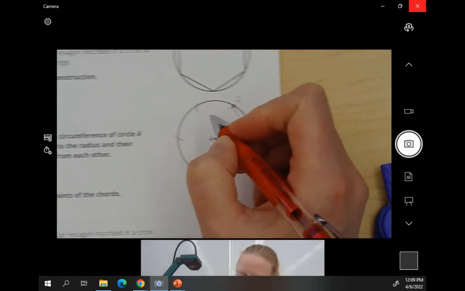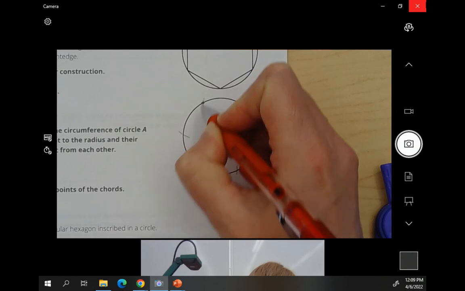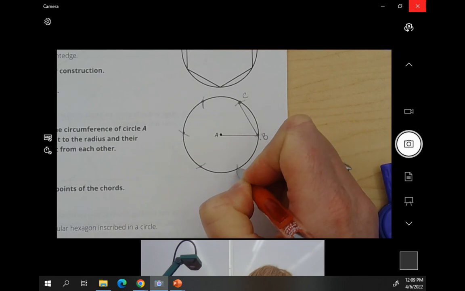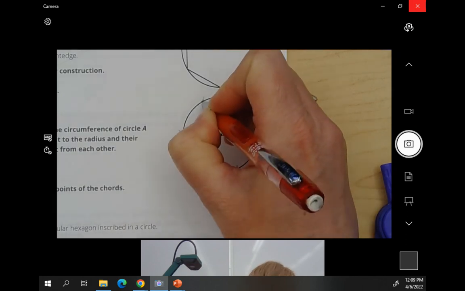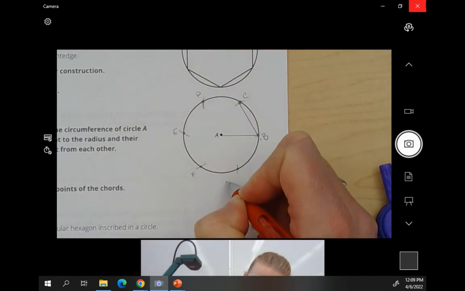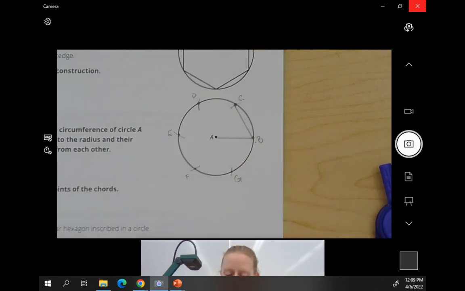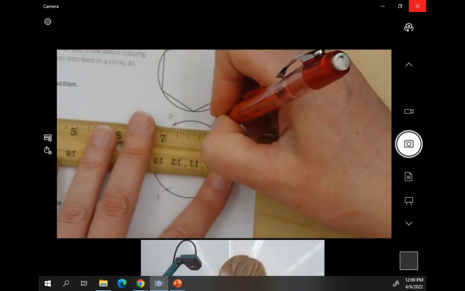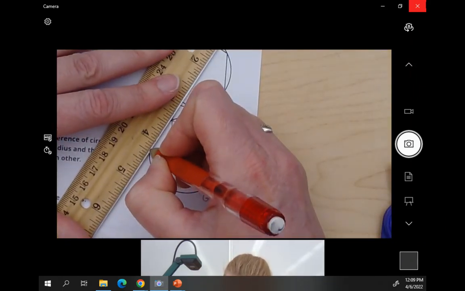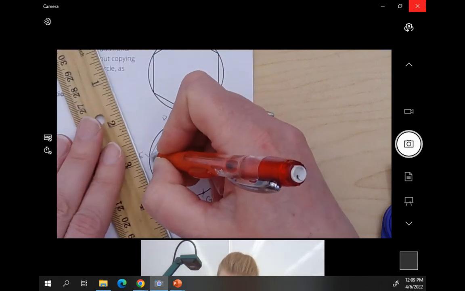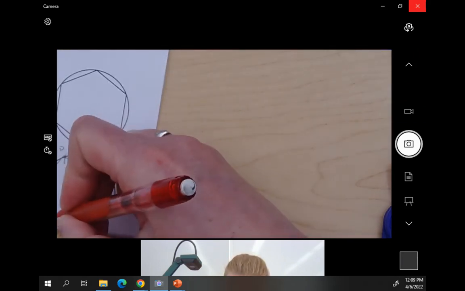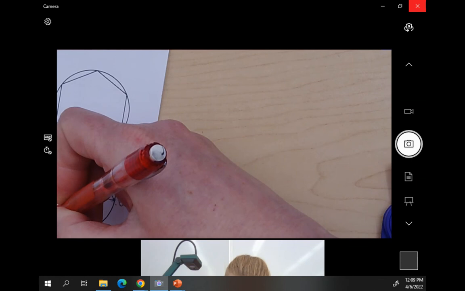And we want to connect these consecutive endpoints. So I've just made a whole bunch of radii and a whole bunch of chords. So we can call that C. That's B, C. What do you want to call that? D, E, F, G. I'm just going to give it all the names. Why not? And we're just going to connect these. Connect E to F. Connect F to G.